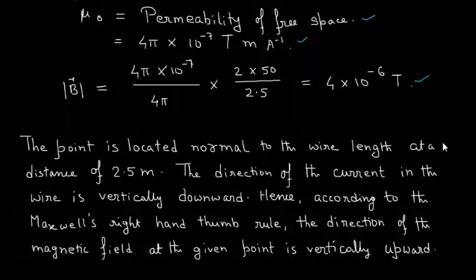The direction of the current in the wire is vertically downward. Hence, according to Maxwell's right-hand thumb rule, the direction of the magnetic field at a given point is vertically upward. Let us move to the next question.